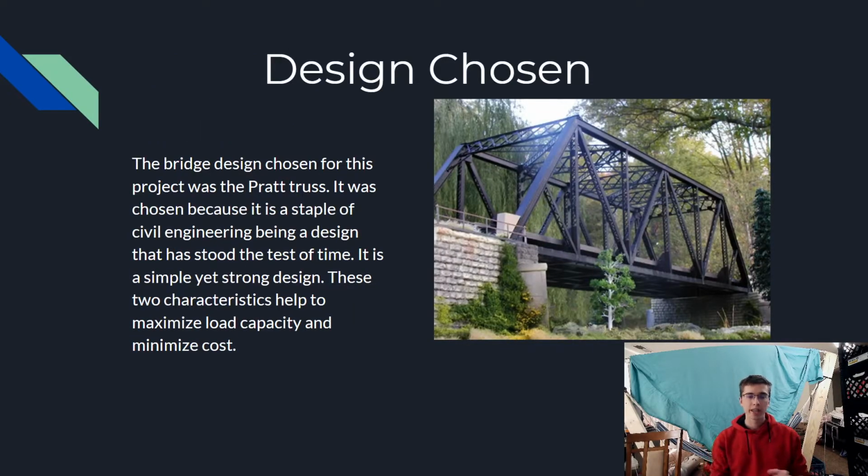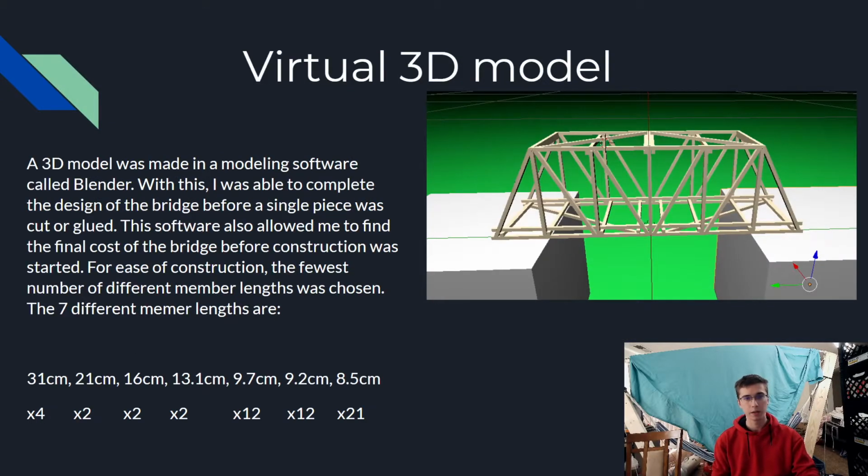So the design that I chose for this was the Pratt truss. The reason why I chose a Pratt truss is because it is used all the time in civil engineering when you want a structure that is both simple and yet strong. And being simple and strong means that you can maximize the load capacity while minimizing the cost. It also keeps it simple to make physically.